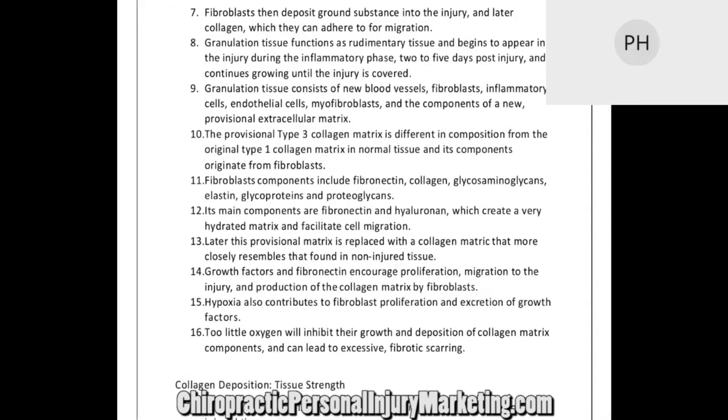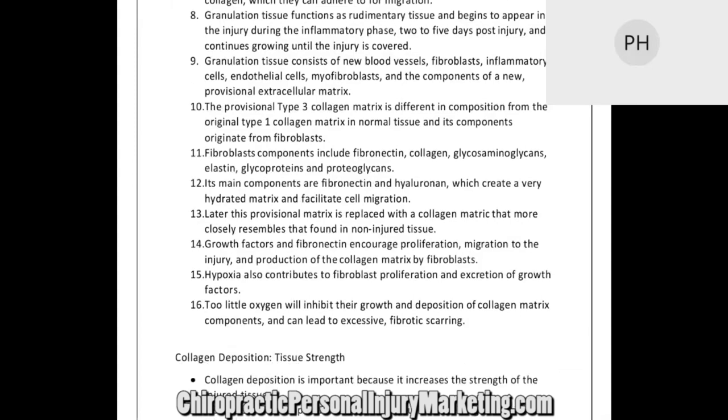Growth factors and fibronectin encourage proliferation, migration to the injury, and production of collagen matrix by fibroblasts. So this is what everybody's trying to control with therapeutics. How is all this being laid down? Hypoxia also contributes to fibroblast proliferation and the excretion of growth factors. Too little oxygen will inhibit their growth and the deposition of collagen matrix components and can lead to excessive fibrotic scarring. So that's a lot about the collagen.